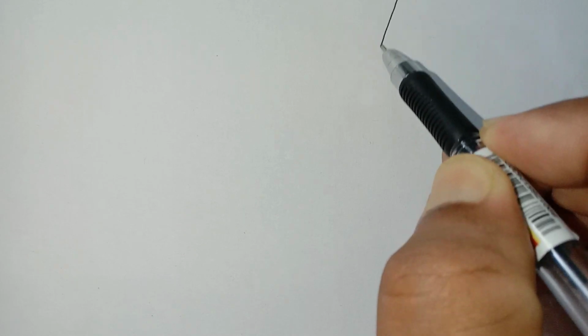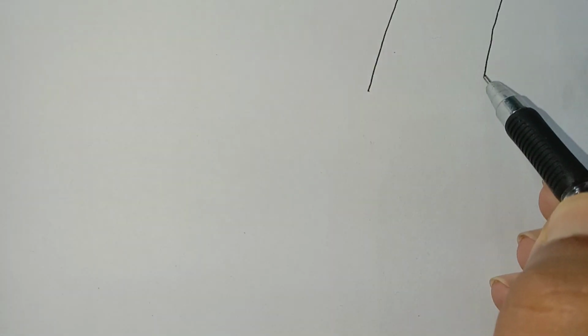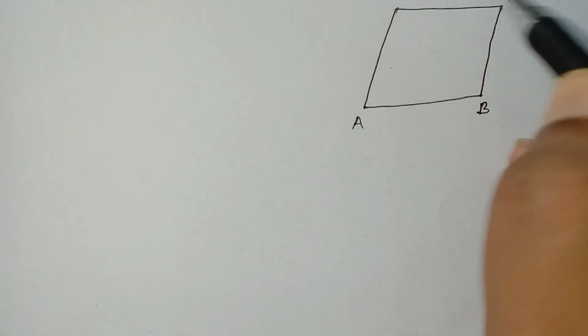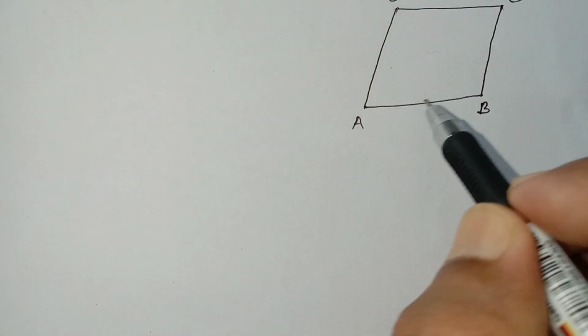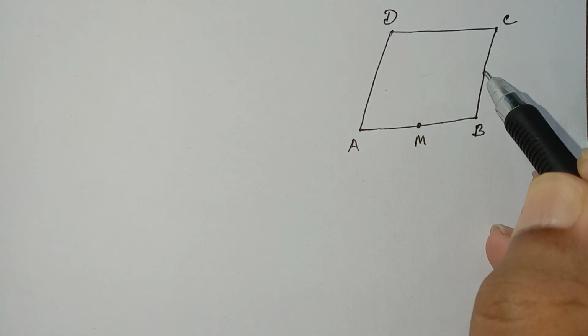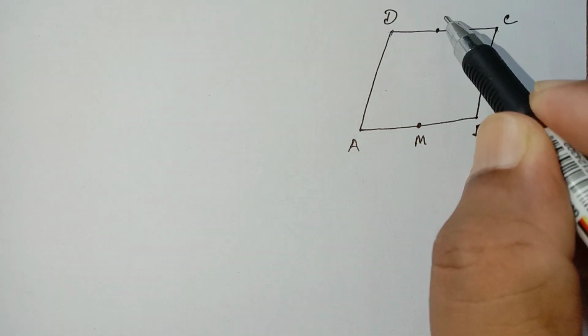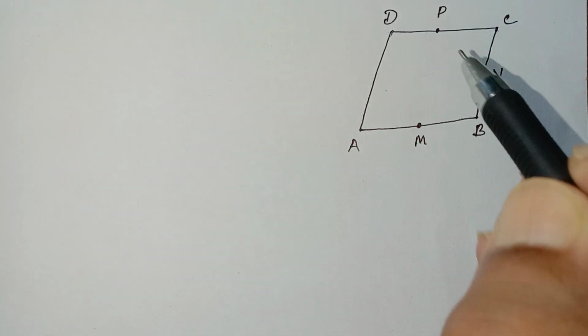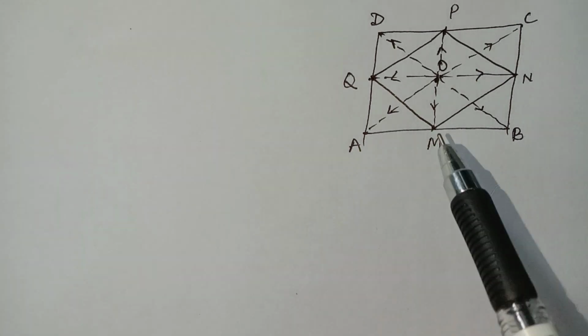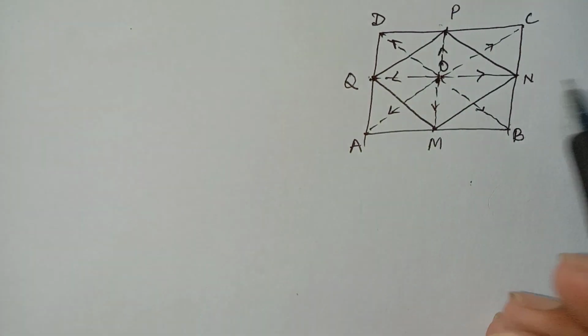We are given a quadrilateral, not a parallelogram. This quadrilateral ABCD, and there are the midpoints of these sides respectively. Let this be M, this is N, this is P, and this is Q. So we know that M, N, P and Q are the midpoints.